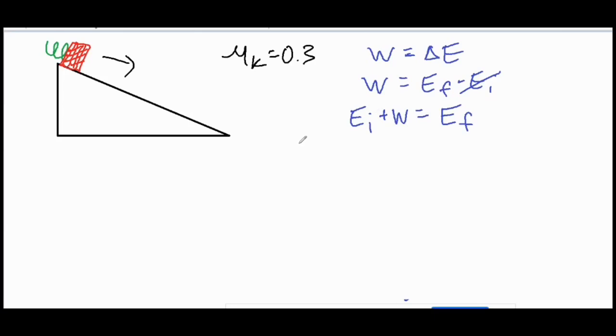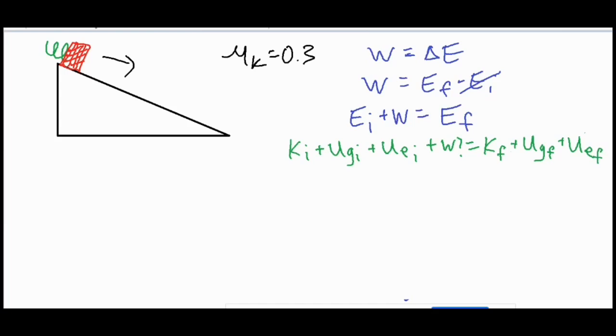Now, when you expand that out to all the different forms, that might mean you have some initial kinetic energy, that might mean you have some initial gravitational potential energy, or some initial elastic potential energy. You may or may not have some work, so we're going to take a look at that. And then in the end, you'll potentially have some kinetic energy, some gravitational potential energy, and some elastic potential energy.